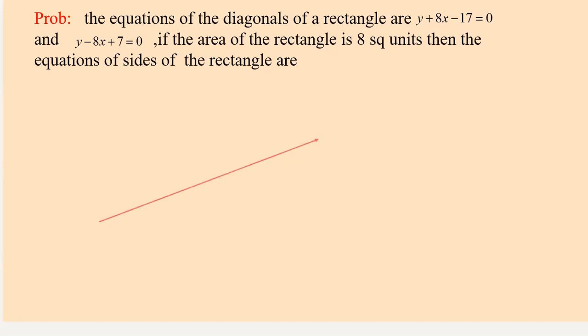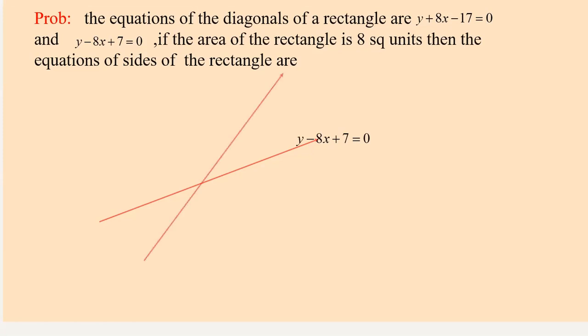Here, in a rectangle, the diagonal equations are given. The area of the rectangle is also given. We have to find out the equations of the sides. So the idea is that if we calculate the 4 vertices, then automatically the sides will come. Suppose one diagonal is this one; you assume y minus 8x plus 7 is equal to 0.